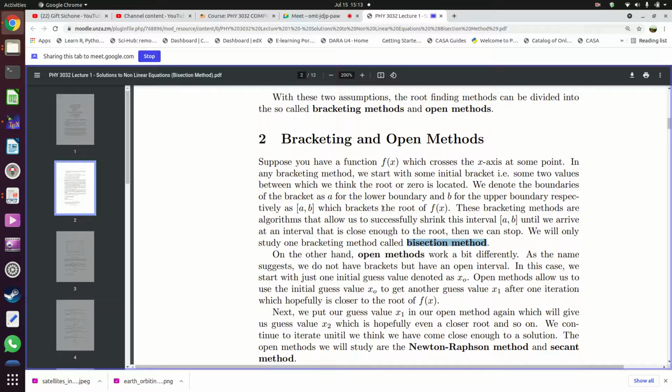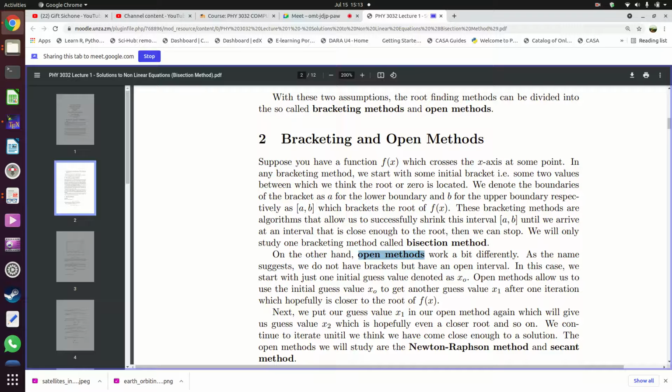So basically, that's how bracketing methods work. You make an interval, then as you make a bracket, you make sure that this particular function passes through this bracket. Then after that, you start shrinking the bracket. You make the bracket smaller and smaller and smaller, as you are going to see. The other ones are open methods. The other type of solution is an open method, and this open method basically does not involve the use of brackets.